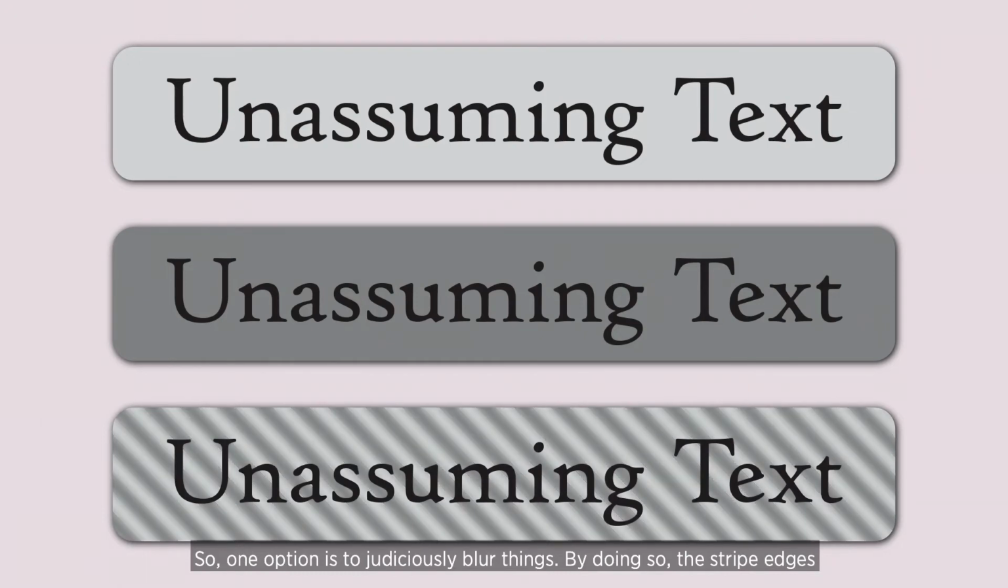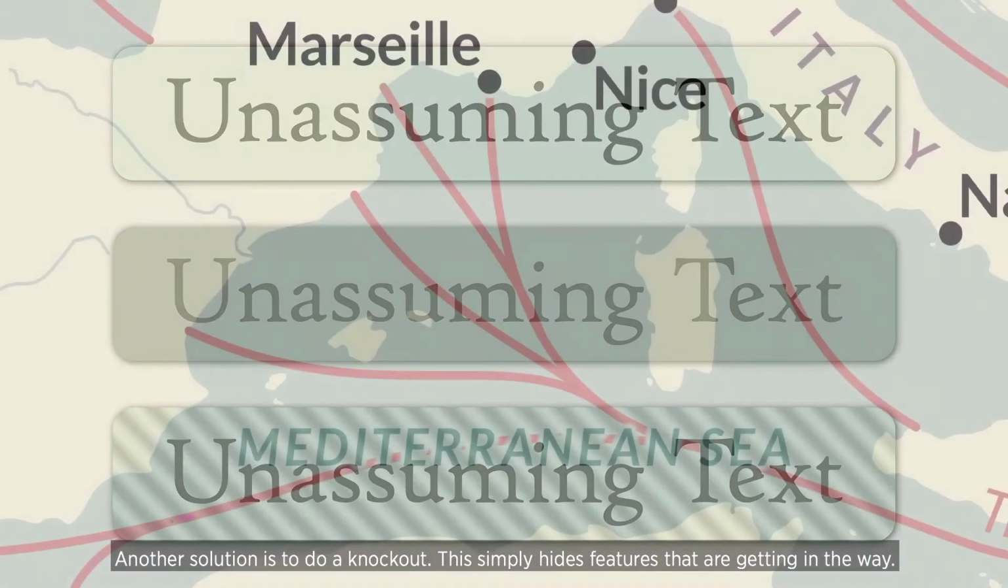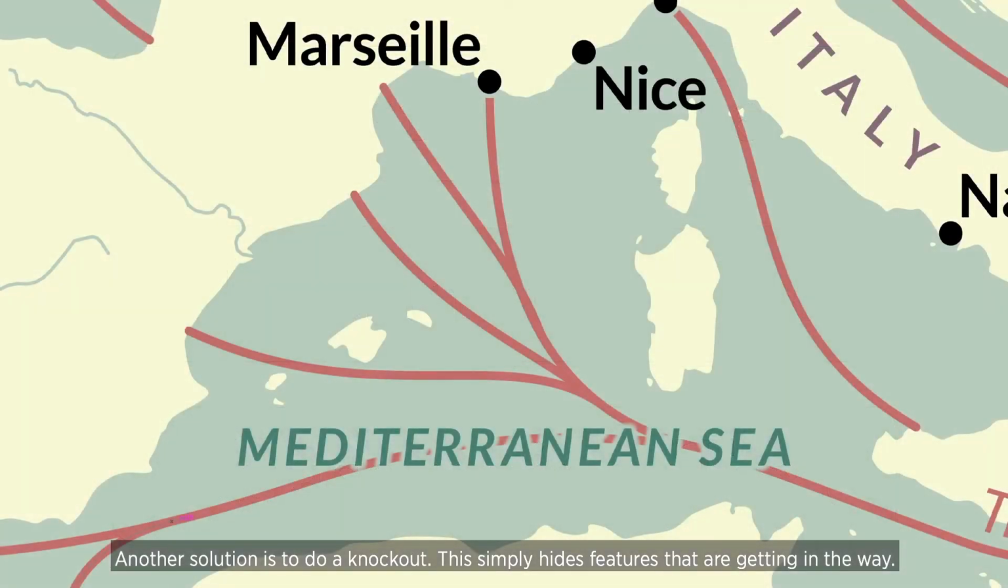By doing so, the stripe edges get weaker and draw less attention, letting us focus better on the harder edges of the text. Another solution is to do a knockout. This simply hides features that are getting in the way. In this example, the red lines vanish when they get close to the black text and dots. So instead of trying to mentally disentangle the edges of the letters from the edges of the red lines, we now only have to distinguish the letters from the light background. There's nothing interfering anymore with our ability to perceive the shapes of the letters.